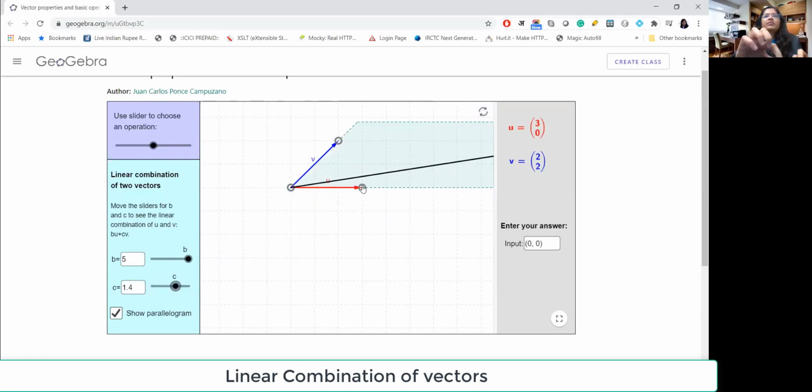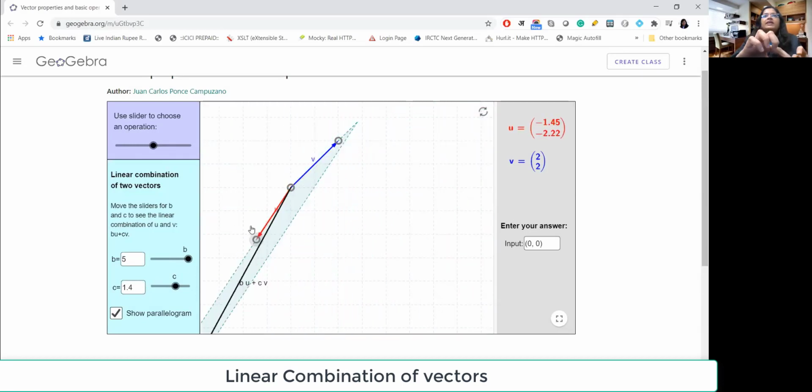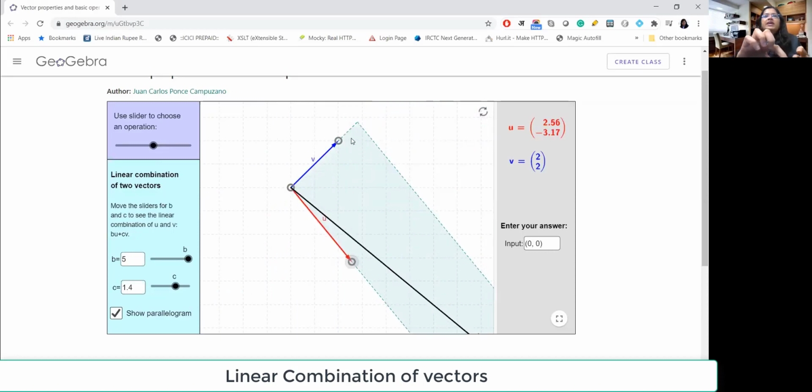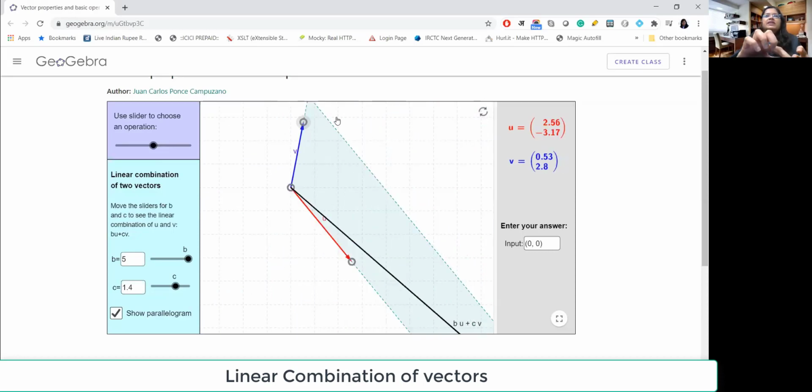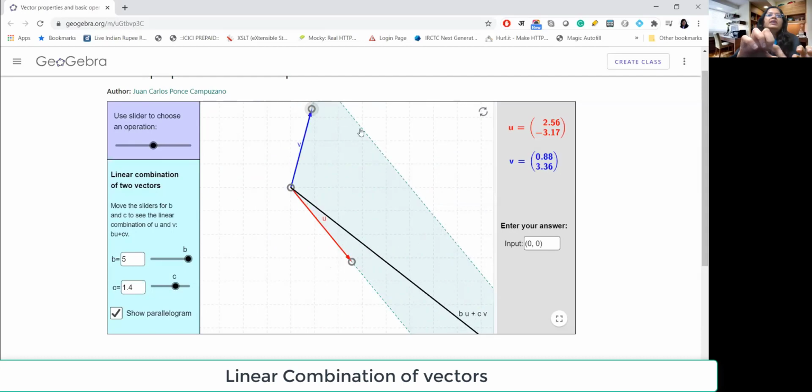Now what happens if I want to change the vectors as well? Suppose I change the vectors, you see, we are able to reach every possible vector in this two-dimensional space, right? If I change the vectors like this, and if I also change their linear combination, so basically by changing the vectors or by changing the scalars, we are able to reach every possible vector in the two-dimensional space.